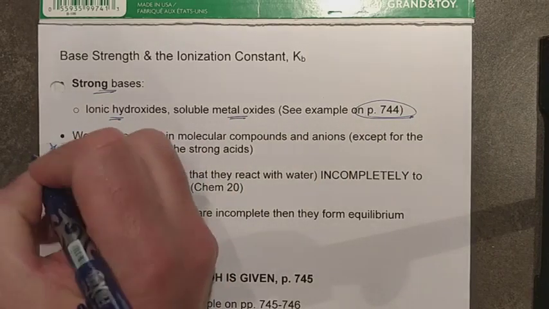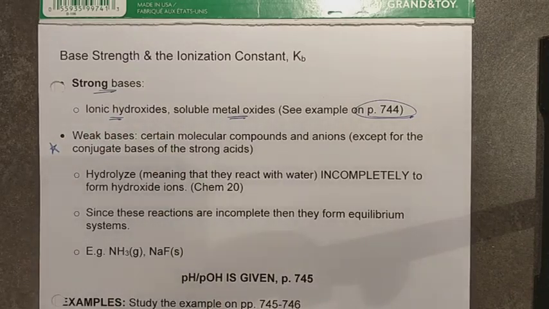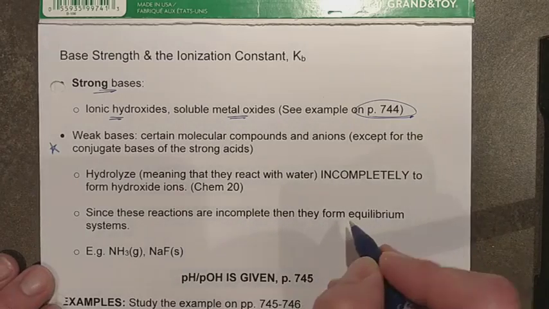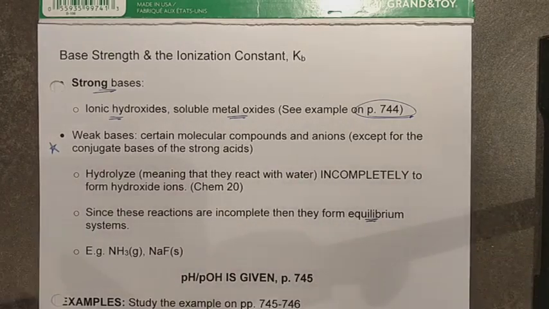Where we're taking a look at it is the weak bases, and so we're looking at molecular compounds here that will ionize incompletely with water, or we'll see certain soluble ionic compounds that will produce anions that will allow us to produce a small amount of hydroxide ion in solution. So those are the ones that we're looking at because they will form the equilibrium systems that we're studying with our ICE tables and equilibrium law expression.